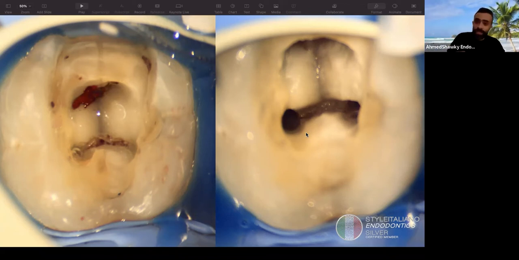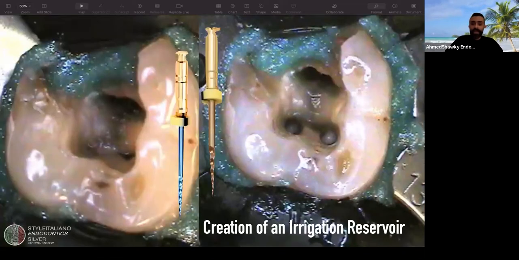and at the same time, the successive file will go down, activating the sodium hypochlorite. So it creates pre-flaring, and creates a reservoir for irrigant for efficient cleaning and debridement of the root canal. And as you can see here, this is the irrigation reservoir created by the pre-flaring of the MG3.